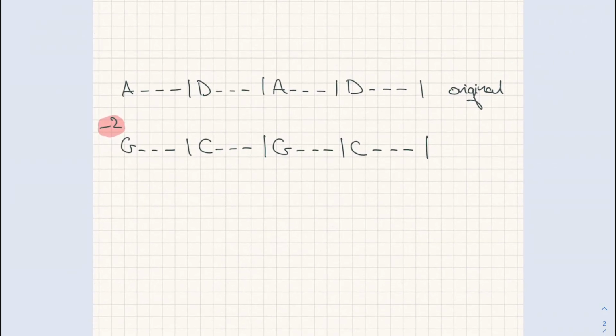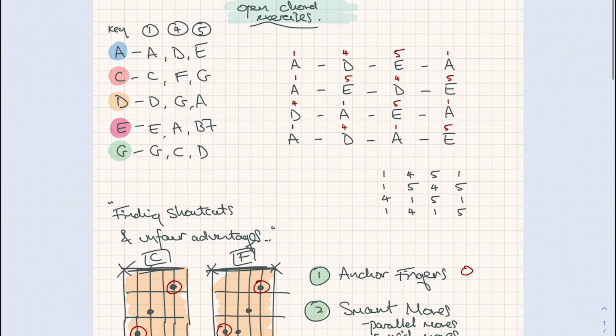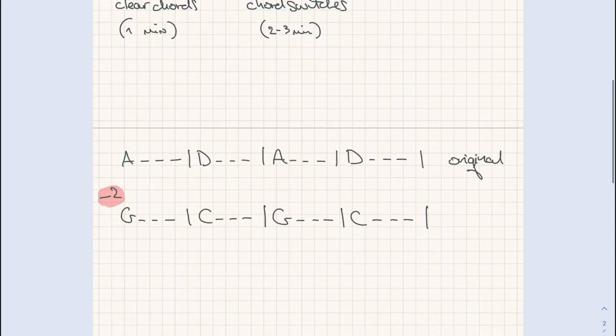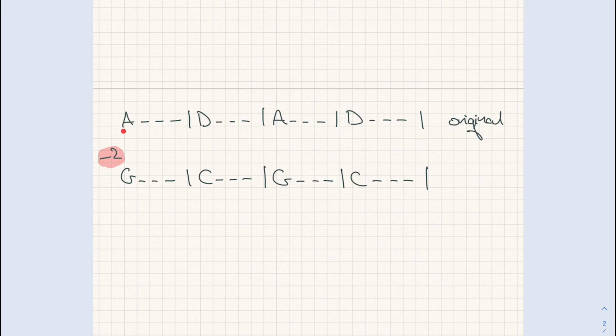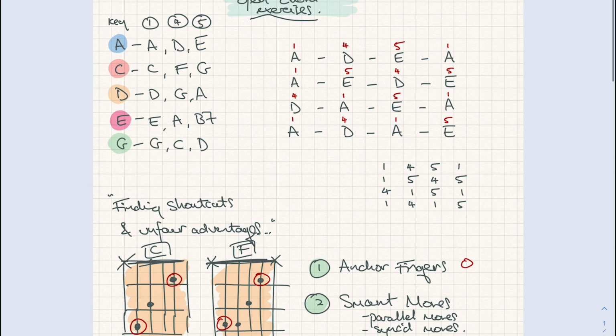All right, now if we look at our chord numbers up here, what number is the A chord in the key of A? You'll notice that it's 1. What number is D? It's 4. So we're in the key of A, we're doing chord 1 to chord 4, chord 1 to chord 4. Look at this one, G, C, G, C. We're in the key of G, we're doing chord 1 to chord 4.